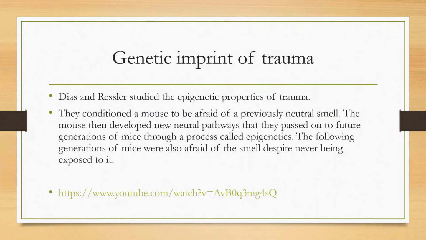Okay, we're going to go a bit sciencey now. I hope you can stay with me here. Trauma has a genetic imprint. So we talked earlier about transgenerational versus intergenerational trauma, and Diaz and Ressler studied the epigenetic properties of trauma. What they did is they conditioned a mouse to be afraid of a previously neutral smell. The mouse then developed new neural pathways that they passed on to future generations of mice through a process called epigenetics. So the following generations of mice were also afraid of the smell, despite never being exposed to the smell.